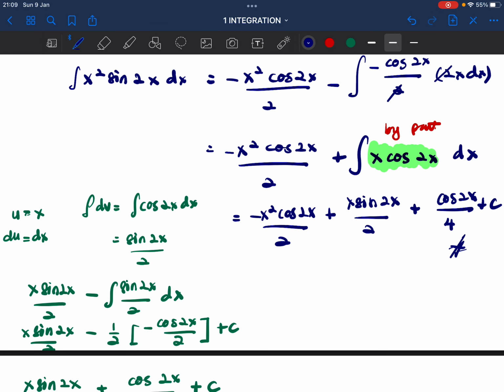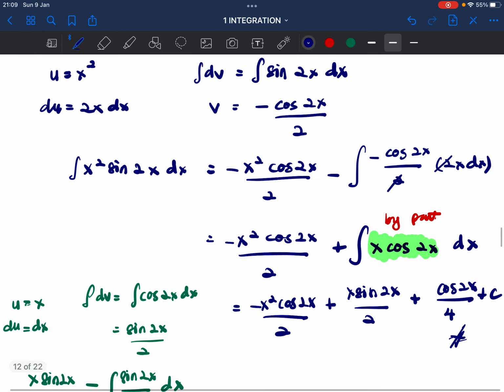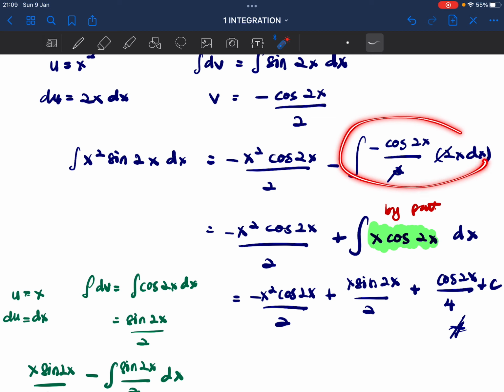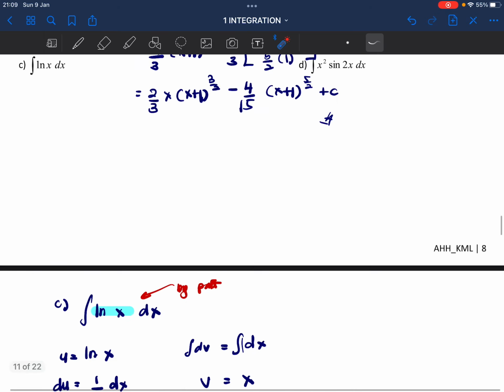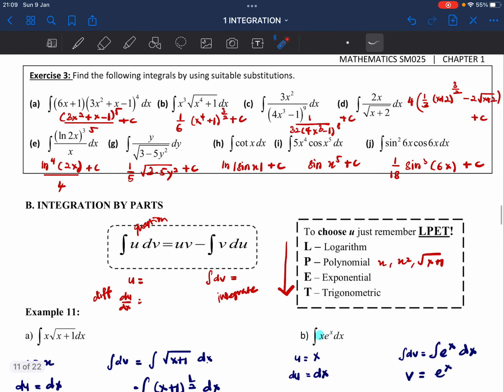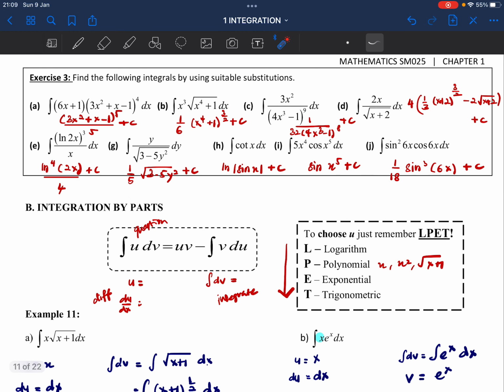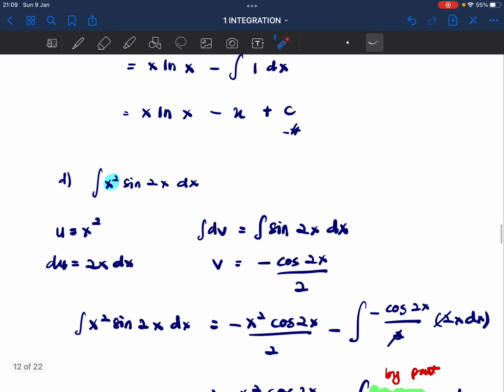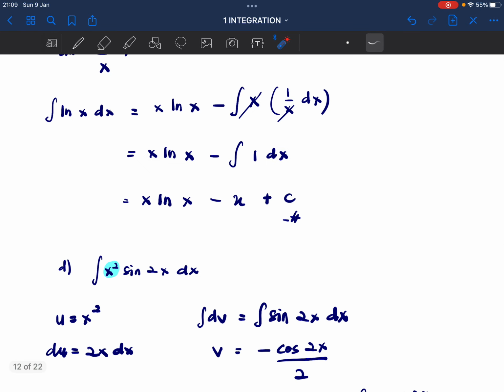So for the part on this side, the integral v du can be anything. It can use substitution again, it can use by part again, or it can use only basic rules. I forgot to show: here's the answer for integration by substitution. So that's it for integration by part. We are going to continue in the next video. Alright, thank you guys.